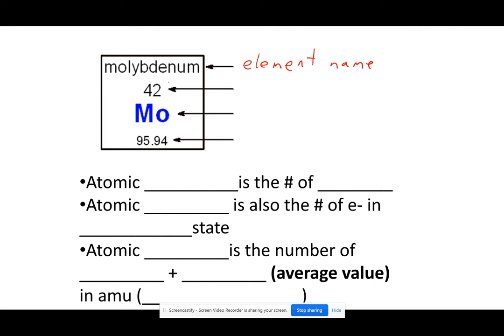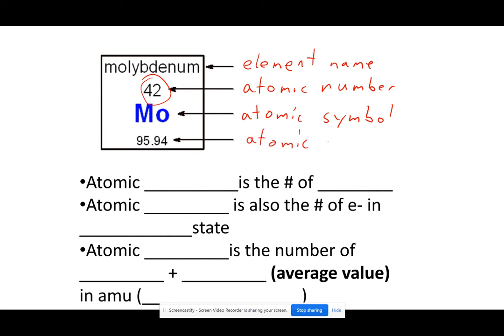You will also see this number, and it's the lower number versus the other. There's two numbers, and one's going to be smaller, and one's going to be a whole number. That whole number is the atomic number. You're also going to see one or two letters, which is going to be its atomic symbol. You're also going to see a number with a decimal, which is the atomic mass.